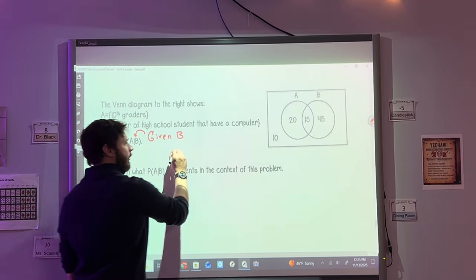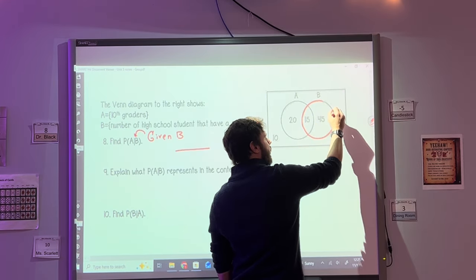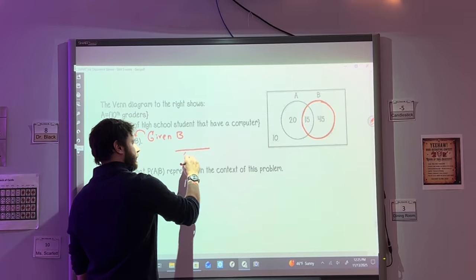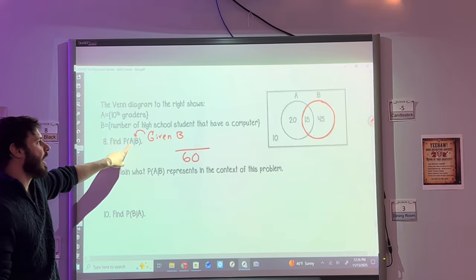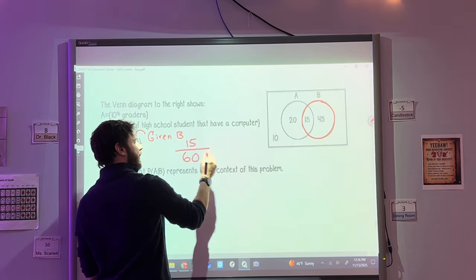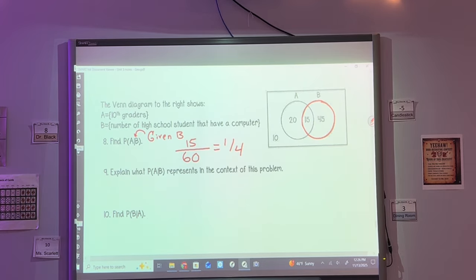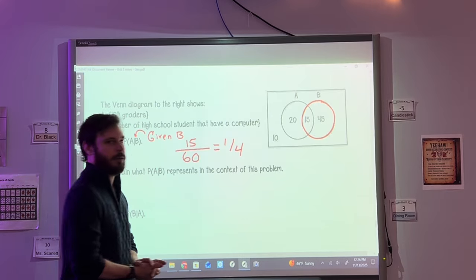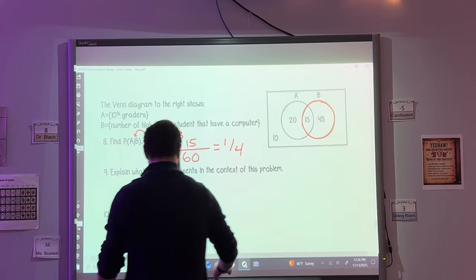Okay, well, how many B's do we have total? It's not 45, it's 60. Okay, now of those 60, how many are also A? The 15, that's where the overlap is. Explain what the probability of A given B represents in the context of the problem. It's just saying how many of those computer havers were 10th graders. How many of those 10th graders have computers? It's 15 of them.